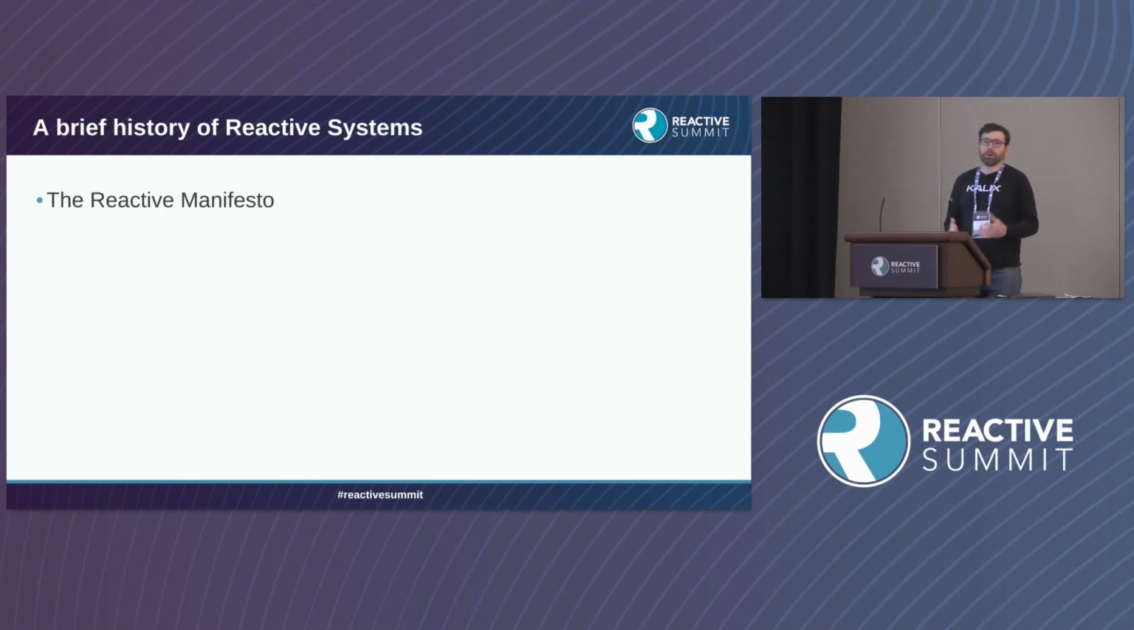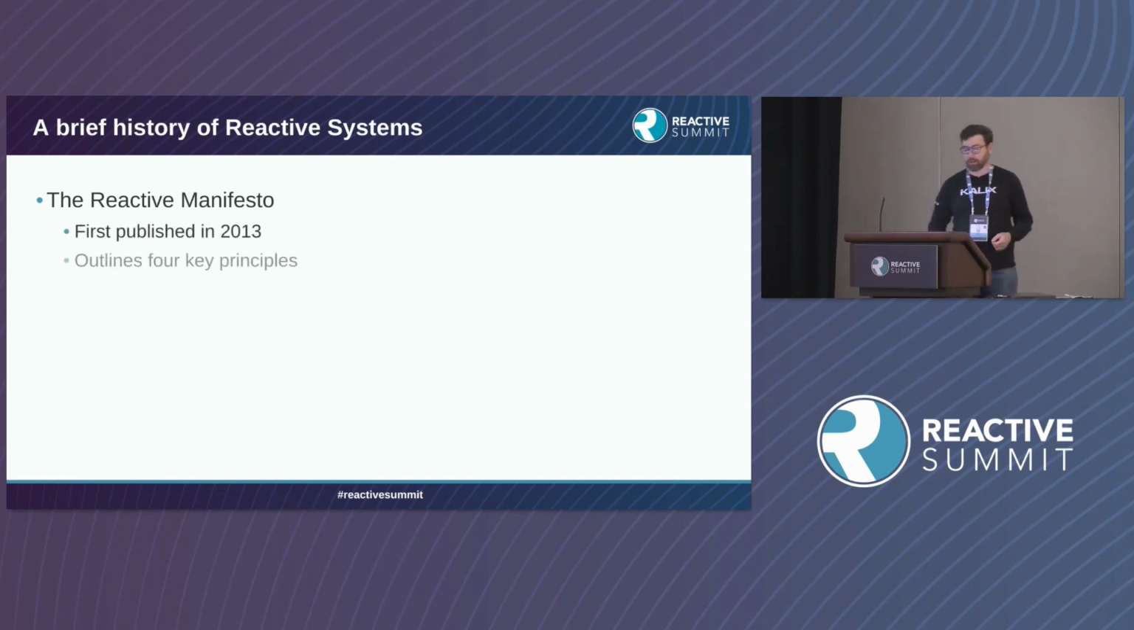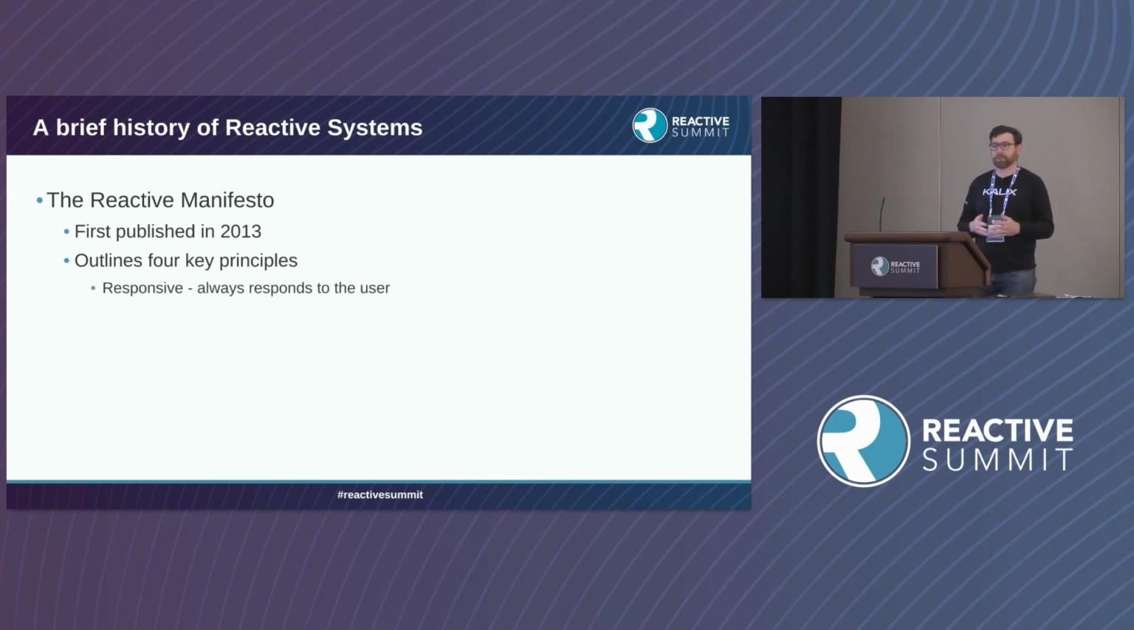So on this background of ideas of things that are resilient to failure and that can scale independently, came the Reactive Manifesto. It was first published in 2013. We've talked about the Reactive Manifesto a lot already today, so I won't go too much into it, but at the top we have responsive. This is the overarching goal of what we're trying to achieve with Reactive, to be responsive to users.